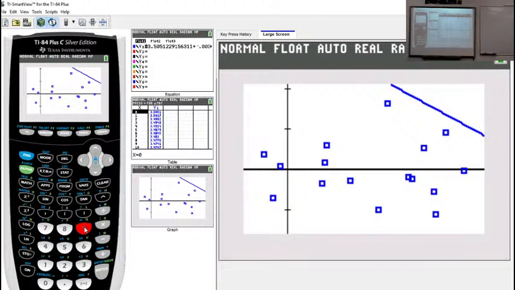Okay, so we only did all this work just to find out the residual plot for the conditions? Yes, that's all just for one step of the process. All right. Questions up to this point?